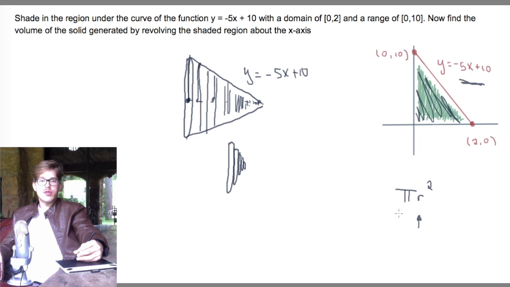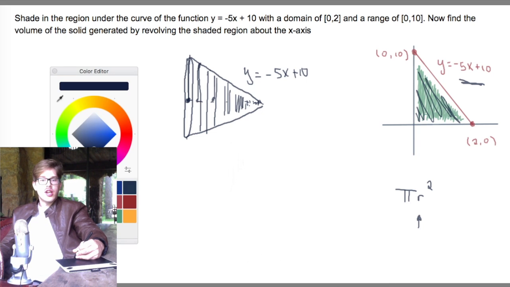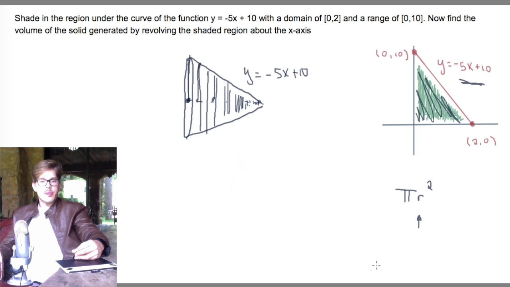So now we can integrate and use our function as our radius and solve and find the volume of this cone generated from our function revolving about the x-axis. So let's change colors. Let's go to this pink color.